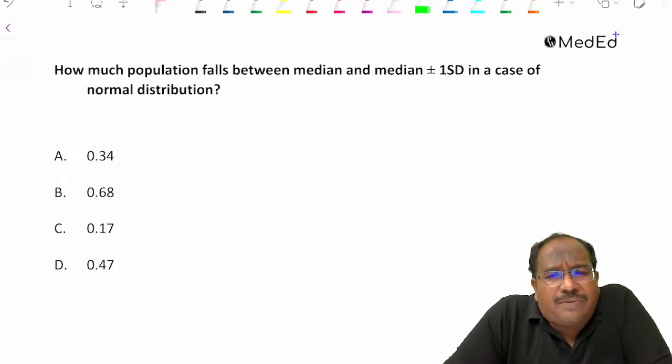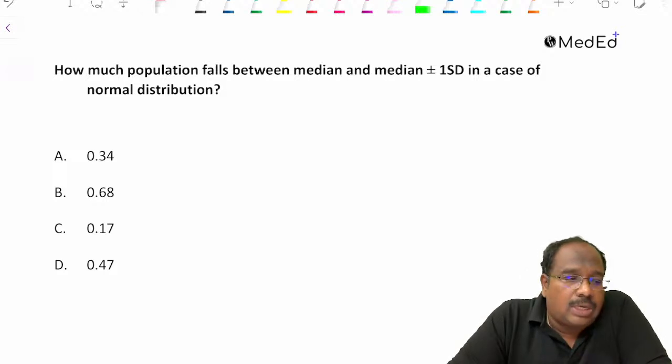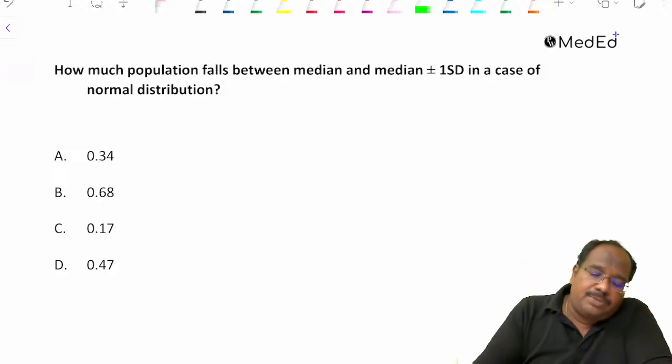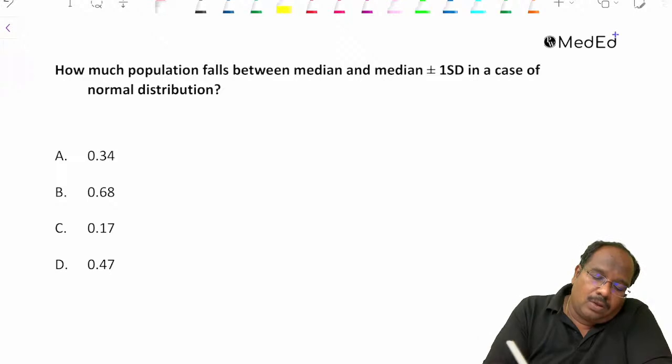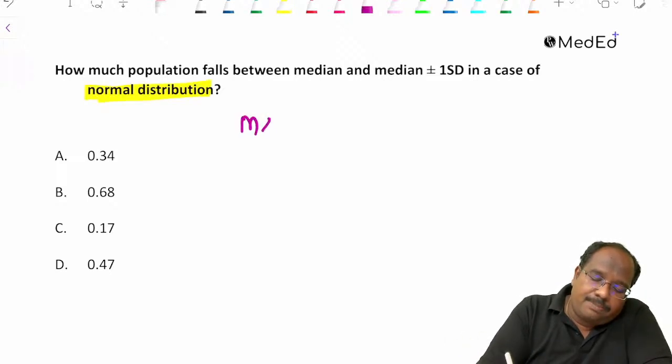How much population falls between the mean and one standard deviation? In a normal distribution curve, what are the properties of a normal distribution curve or Gaussian curve? Basically this is the mean or median. Mean is equal to median is equal to mode.